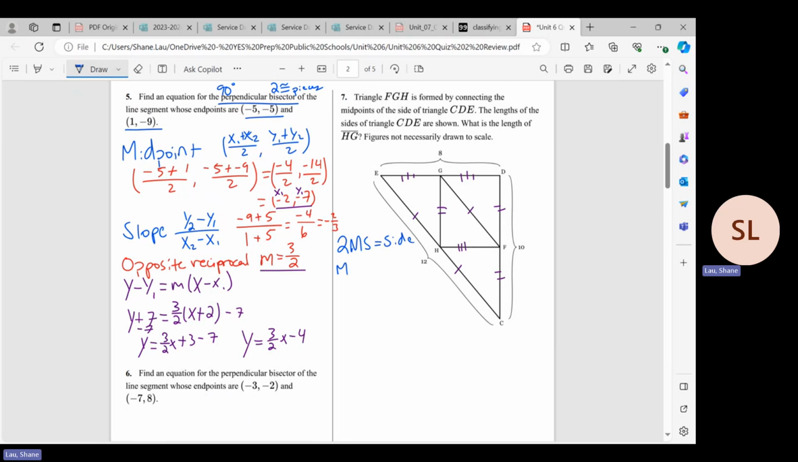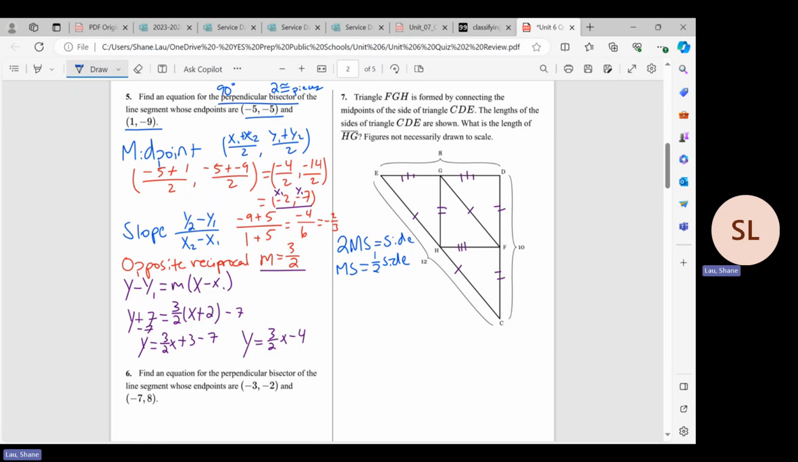And we know MS equals 1/2 of a side. Remember, MS means mid-segment. This is basically saying that the mid-segment is half the length of a side, and a side is equal to 2 mid-segments. And that's where we get all these congruencies from.